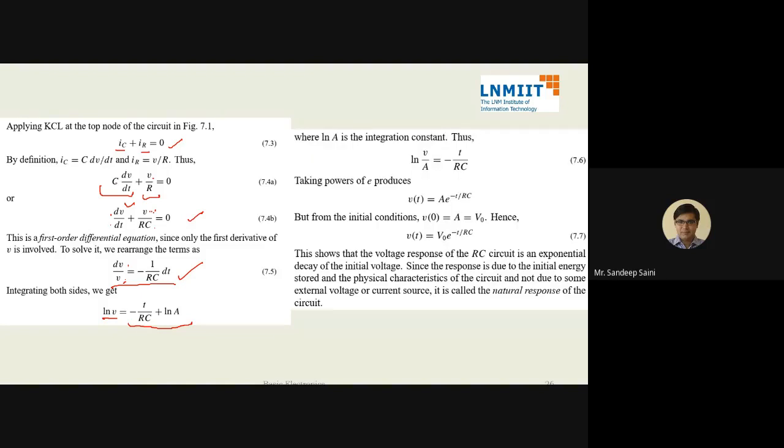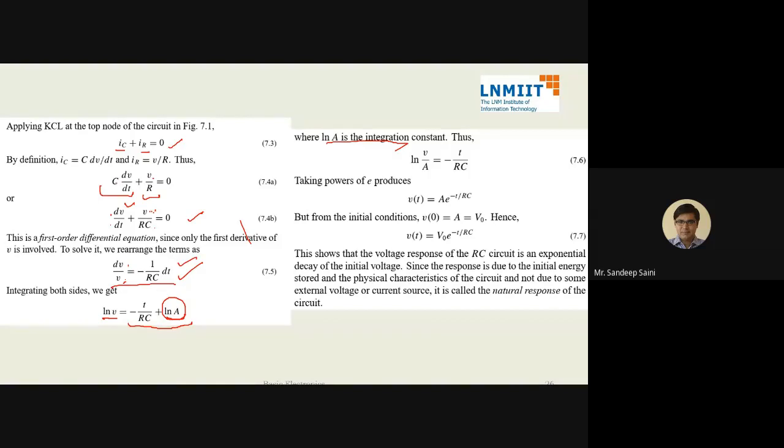Now I will bring the V to this side, so dV/V is equal to minus 1/RC dt. When you take the log on both sides, the natural log of V is minus t/RC plus the natural log of A, which is the constant. These are the things we get from a very simple calculation, where A is our integration constant. When you solve this by integration, you get this as your constant.